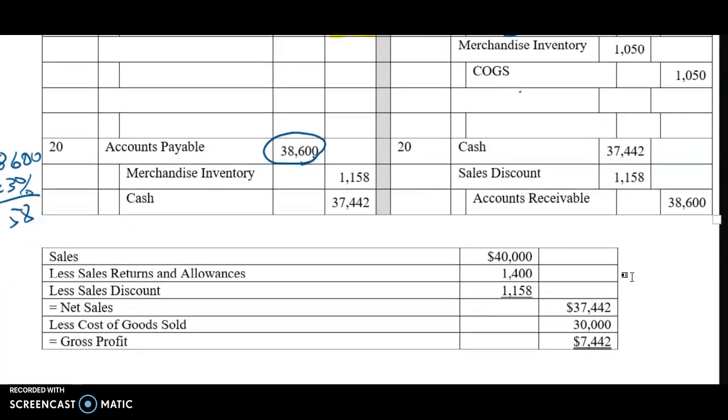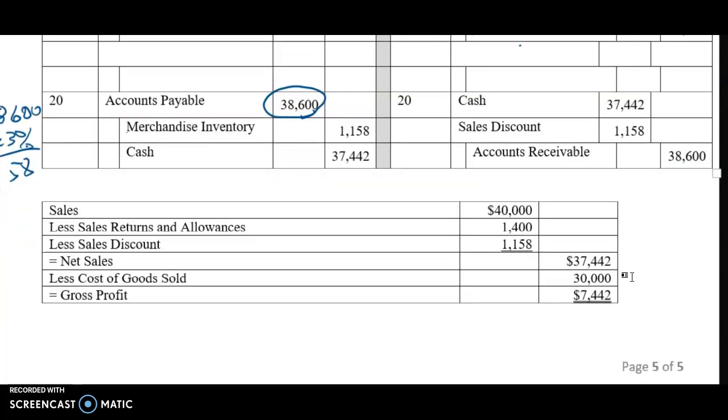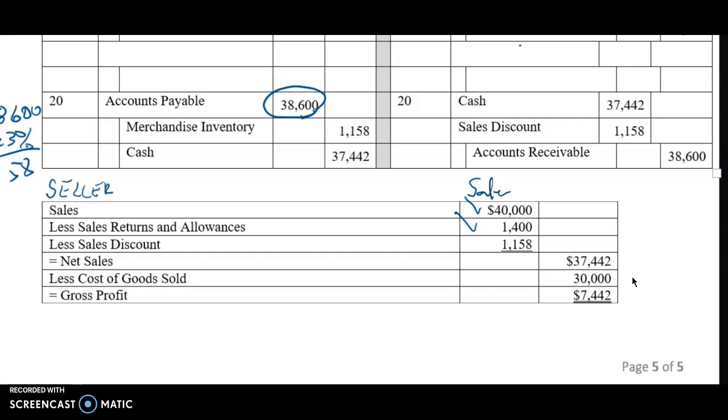Okay? Now let's just completely close the loop and make sure we understand. This is for the seller. They record sales of $40,000. They record the return of $1,400. All this is in sales dollars, okay? None of this is in inventory dollars, okay? Then we record the discount that was taken. That gives us net sales, not gross sales, net sales, 37,442.